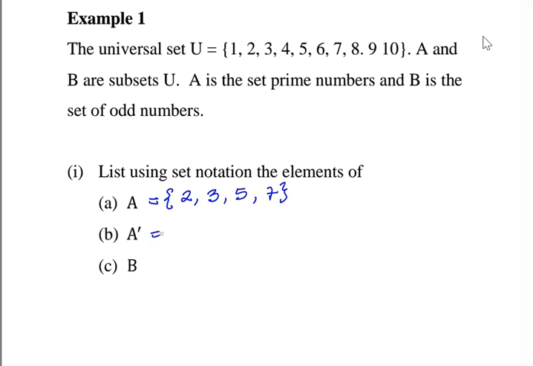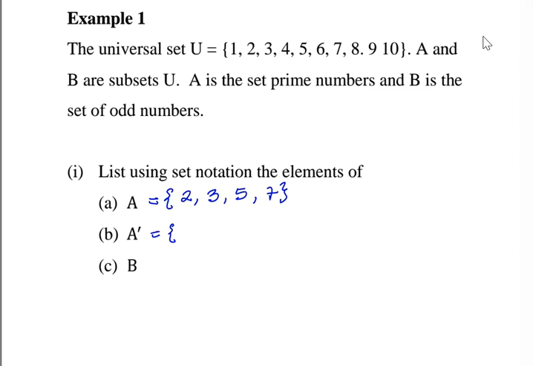Next, we're asked to list the elements of A complement. The set A complement is the set of all elements in the universal set which are not elements of set A. As from the previous video, A complement is the set of all elements in the universal set which are not elements of set A.